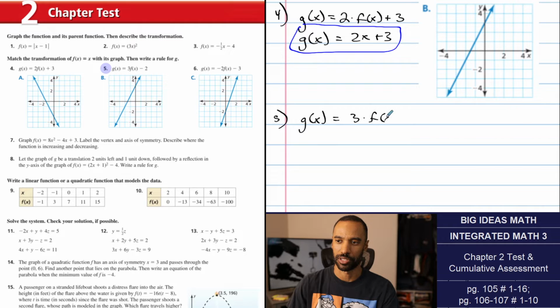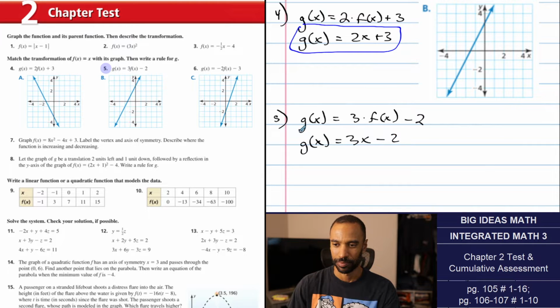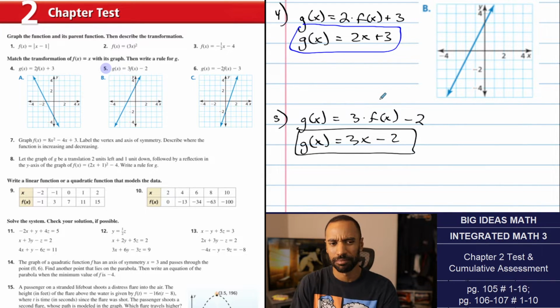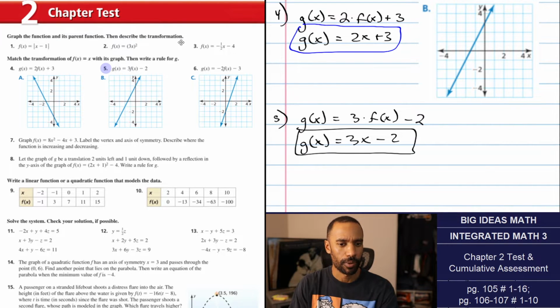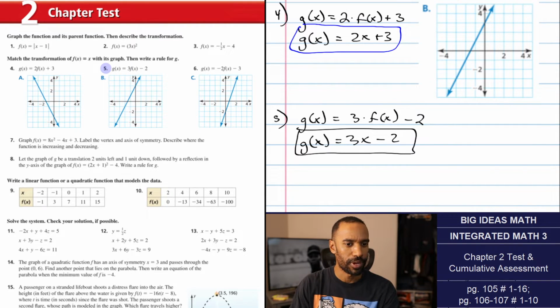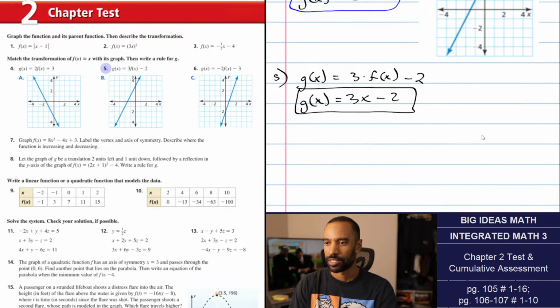Kind of weird questions. 3 times f of x minus 2. So the rule is going to be 3x minus 2. Is that what they mean? Is that all they mean? I guess so, because they didn't say describe the transformation. So that's the rule there. What's 3x minus 2? Slope of 3, y-intercept of negative 2. That's going to be c. So that's this guy right here.